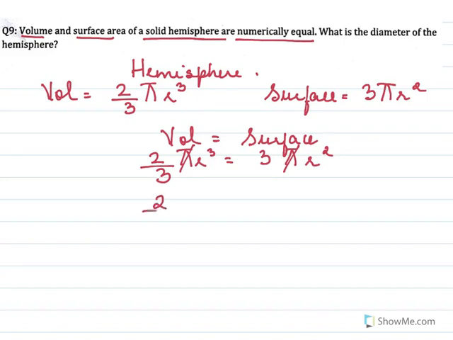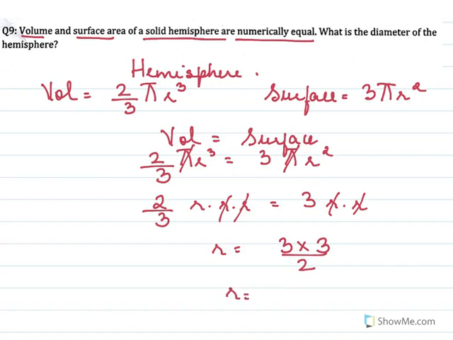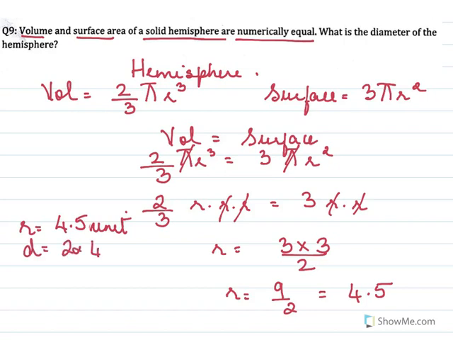And now see what happens here. 2 by 3. R cube means R, R, R. R square means R, R. So these two R's and these two R's will cancel out. So we have R equal to 3 into 3 over 2. So R will be 9 over 2, and that is 4.5. So radius 4.5 centimeter or unit. They have not told us the unit, so we cannot write anything here. We just write unit. So diameter is 2 into 4.5, 9 unit.